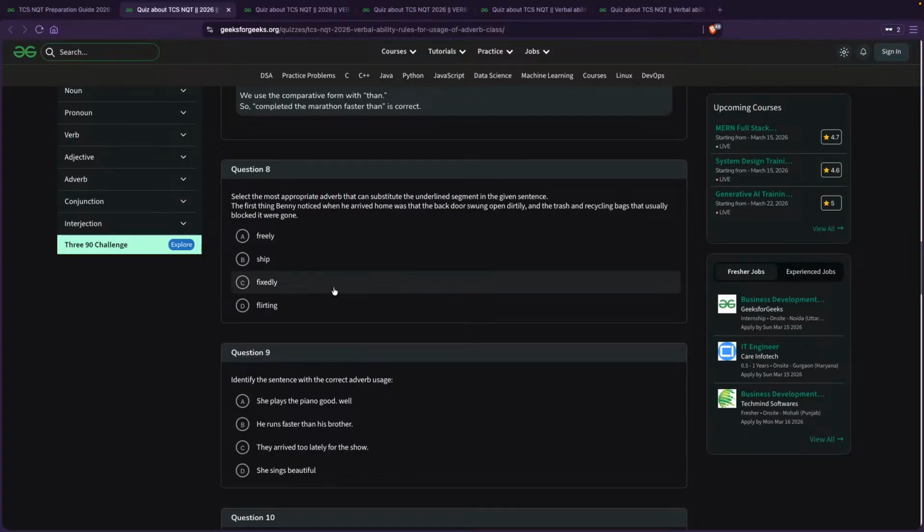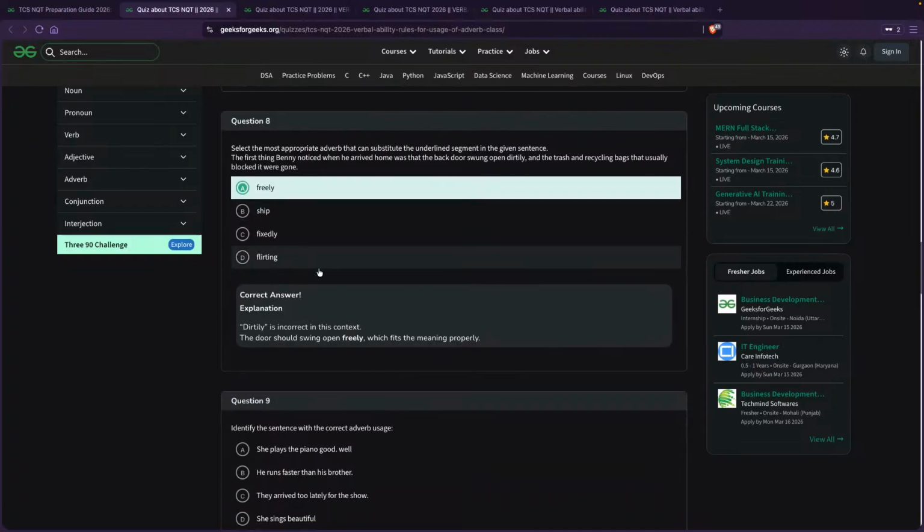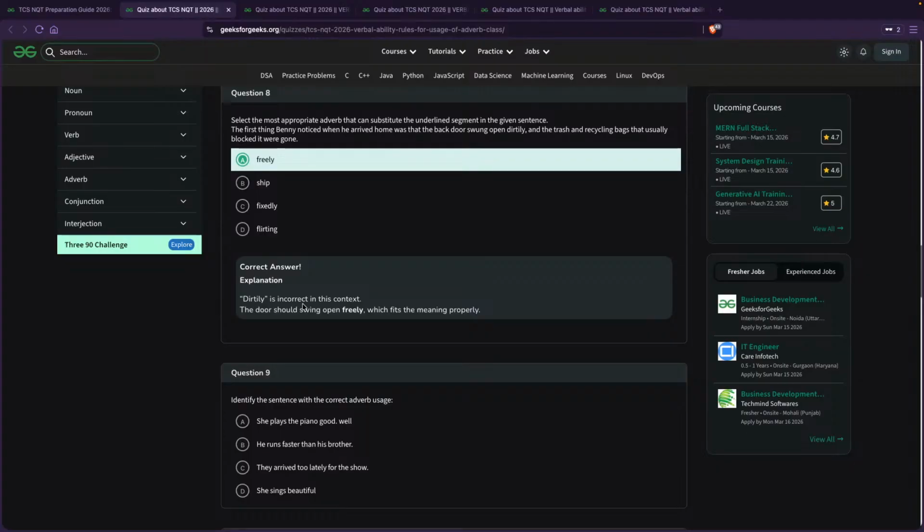The first thing, Benny. There is no underlined sentence. There is a mistake. The first thing Benny noticed when he arrived home was that the back door swung open dirtily, and the trash recycling bags that usually looked it were gone. Door swung freely. Dirtily, yeah, dirtily.